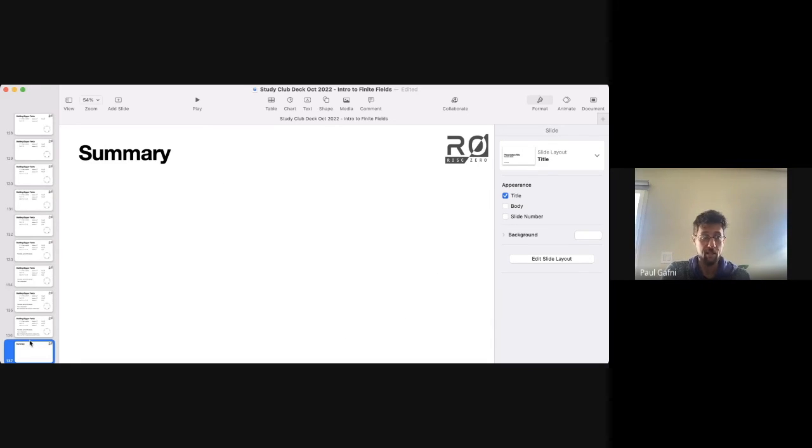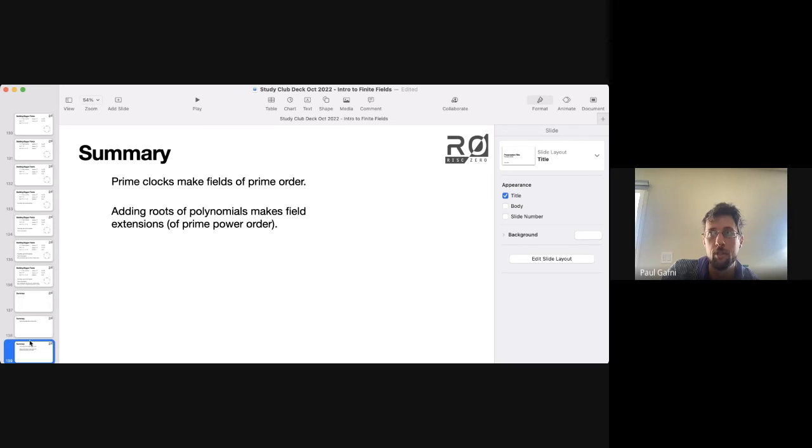So that's the rapid download to an introduction to finite fields and the terms generator and root of unity and field extension and how field extensions relate to polynomials. So to briefly sum up the last hour, prime clocks make fields. If we take some polynomial that doesn't have a solution and throw it in, then we get a field of prime power order rather than of prime order.